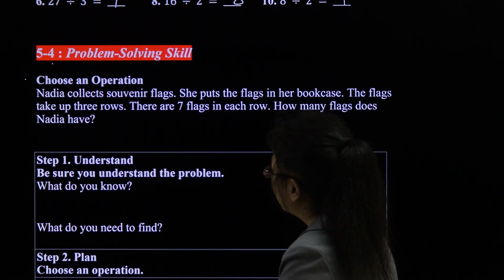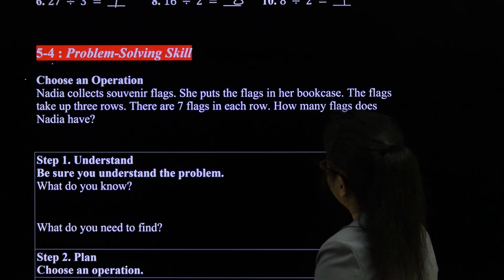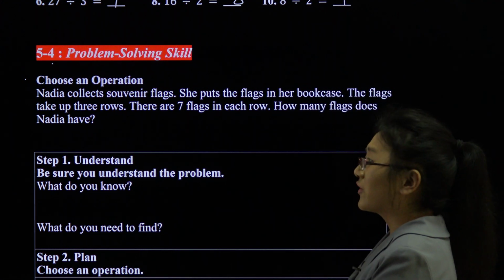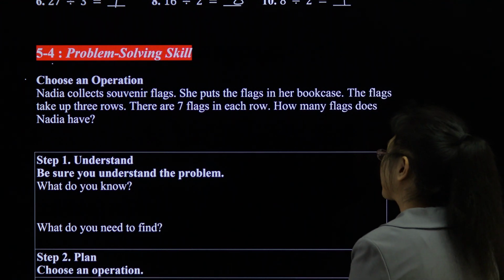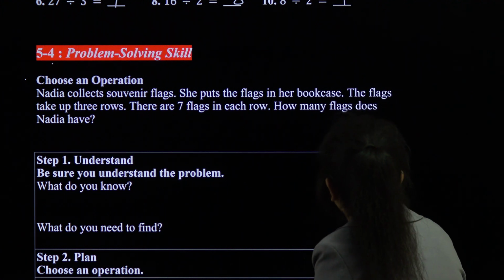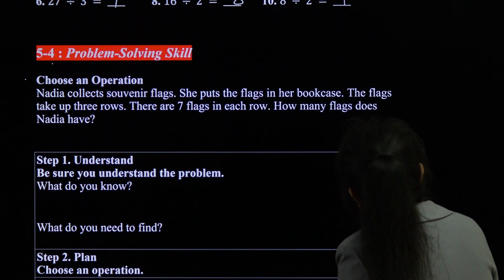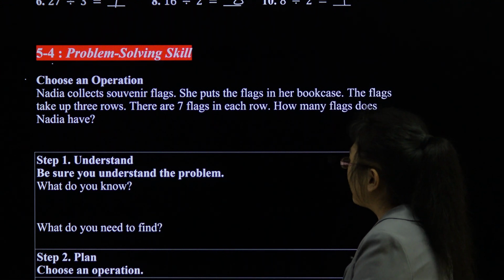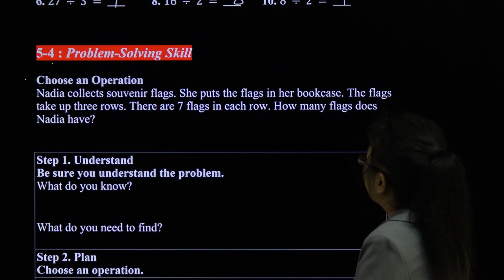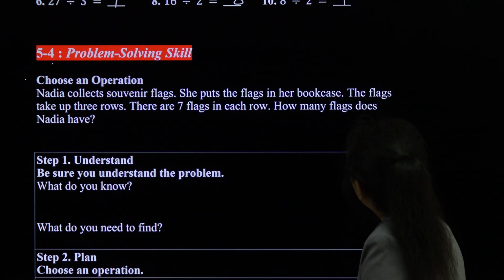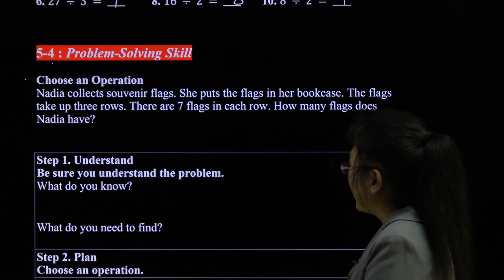Choose an operation. Nadia collects souvenir flags. Souvenir flags? Okay, I prefer souvenir coins, but to each their own. She puts the flags in her bookcase. Bookcase? You mean bookshelf? The flags take up 3 rows. Oh, that's a lot. There are 7 flags in each row. Oh, that's not as much as I thought. How many flags does Nadia have?